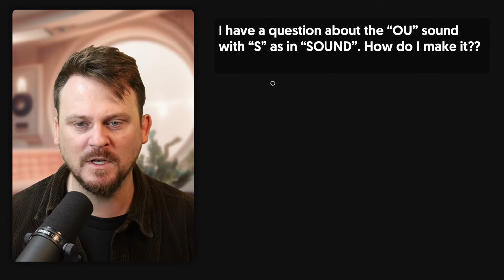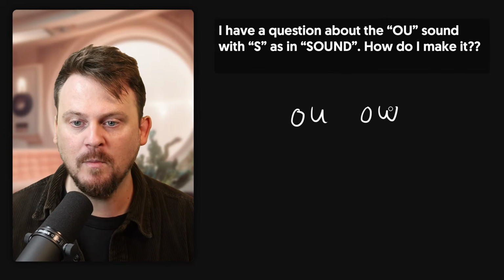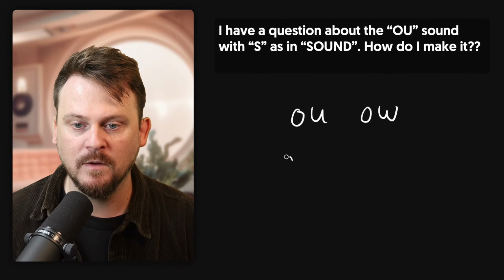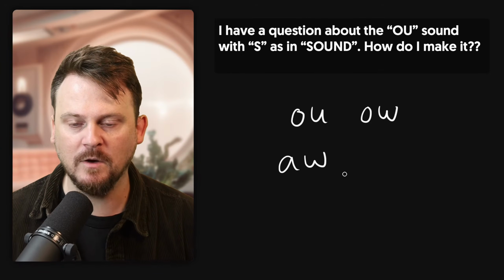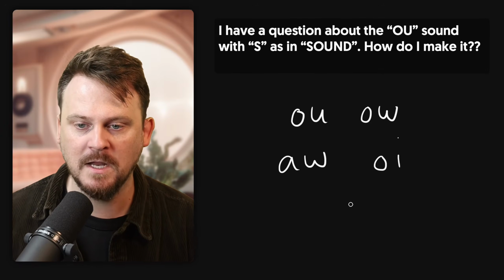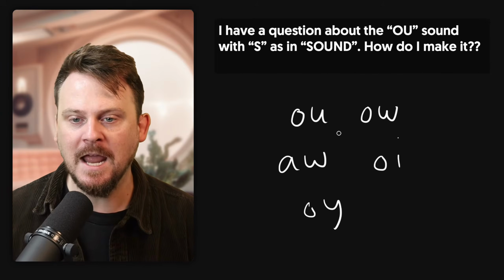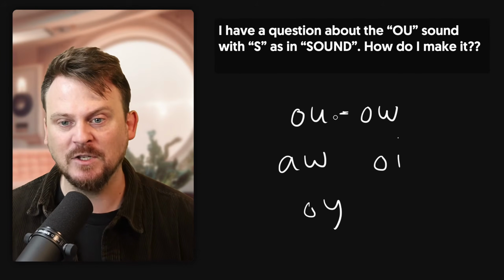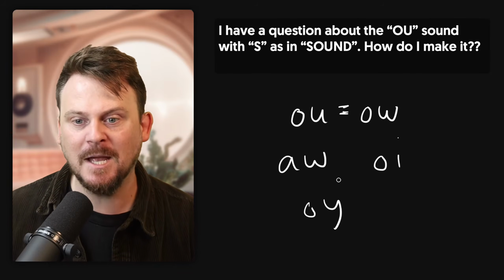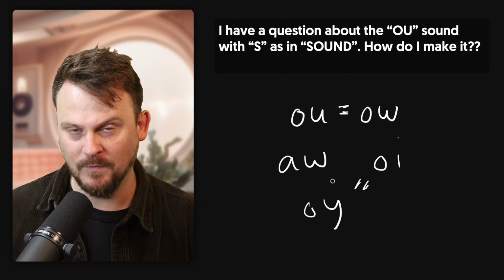Common ones would be, for example, OU, OW, AW, right? OI would be an example, OI or OY. And actually, OU and OW can make the same sound. So sometimes these are the same, but sometimes not. Sometimes OI and OY are the same, right?